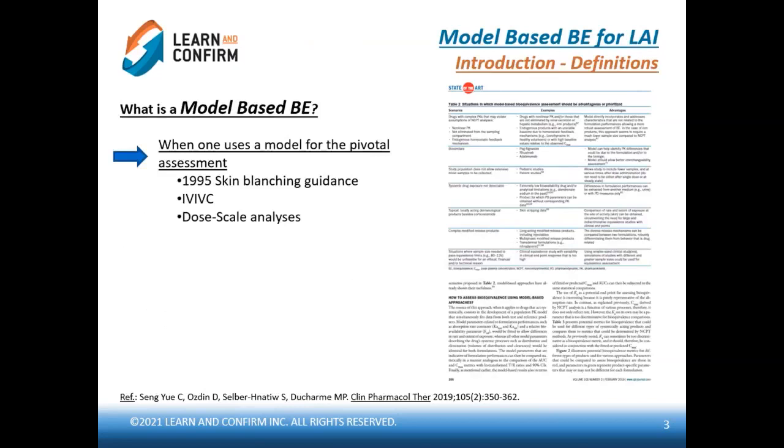A model-based BE approach is basically any approach where one uses a model for the pivotal assessment. The US FDA was really innovative in that regard when they published their first guidance using a model, and that was the 1995 skin blanching guidance, in which a model is used to fit the pilot data. But that was also followed by many other guidances using models, such as the IVIVCs, the US Office of Generic Drugs individual product guidances that use dose scale analyses.